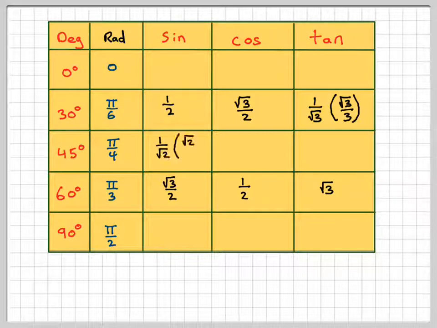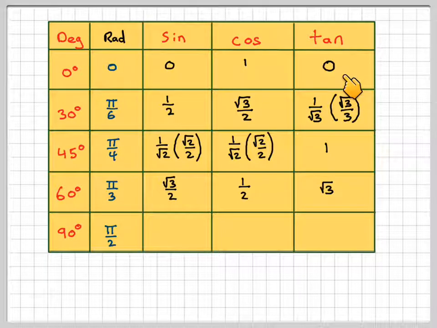Now for 45 they're all the same, 1 over root 2, 1 over root 2, and the tan of 45 is 1. And then from 0 degrees we've got the sine of 0 is 0, cos of 0 is 1, tan of 0 is 0. And then the sine of 90 is 1, if we use the applet to get these, the cos of 90 is 0, and the tan of 90 is infinity, it doesn't exist.